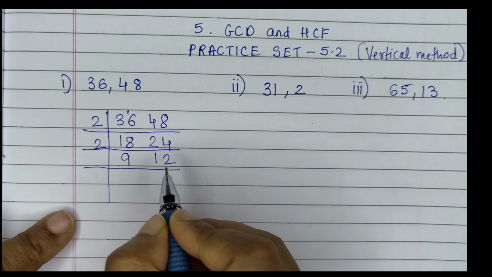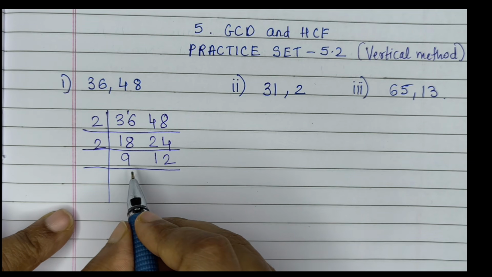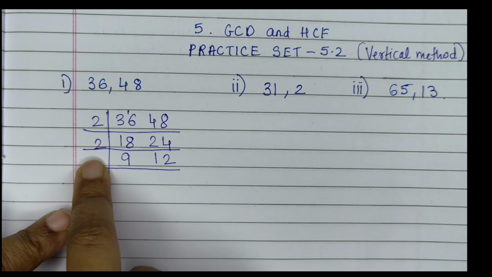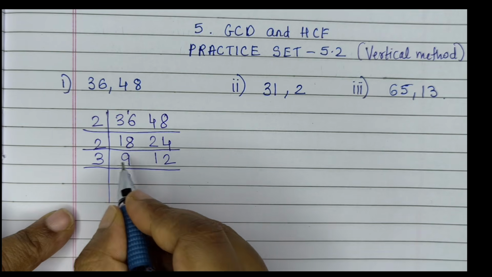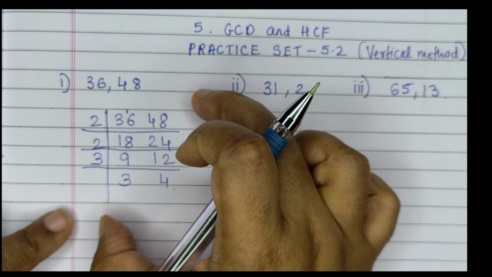Can we again take 2? No, 12 is divisible by 2, but 9 is not divisible. Both the numbers should be divisible by that number. So we cannot take 2, but 3 we can take. See, 3 3s are 9 and 3 4s are 12. Understood? So we will stop the division over here.